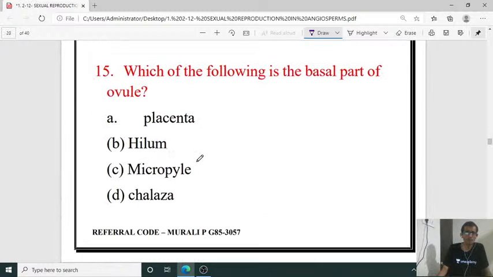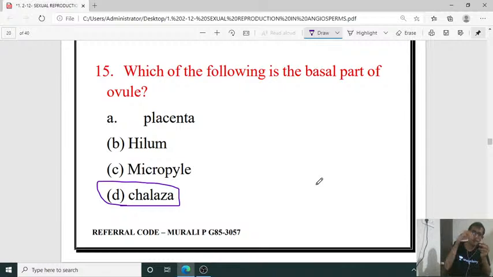And next, question number 15. Which of the following is the basal part of the ovule? The basal part of the ovule is the chalazal end. The upper part is the micropylar end. But in the anatropous ovule, there is a 90-degree bending, so the chalazal end is on the upper side and the micropylar end is on the lower side because of the bending, but not in the orthotropous ovule, where it is very clear that the chalazal end is at the base. So for the 15th one, D is the right answer.